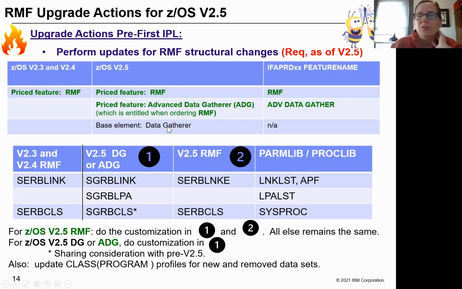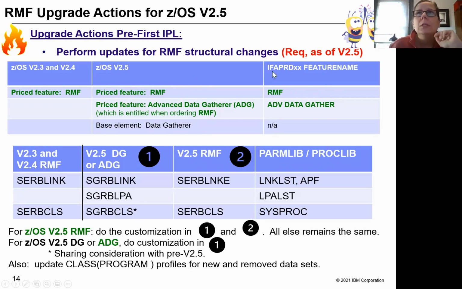So let's look at the bottom first. First of all, we have a base element that's free to use. Anybody can use the data gatherer piece. This was one of the pieces that it was split into. You can see here it is black because it's just a base element. And then the other piece above it is actually split into two pieces. One of them is RMF and the other one is the Advanced Data Gatherer, or ADG. Now, if you are an RMF customer, you just order RMF just like you have before, and that will entitle you to RMF and ADG. And of course, everybody can use the data gatherer as well.